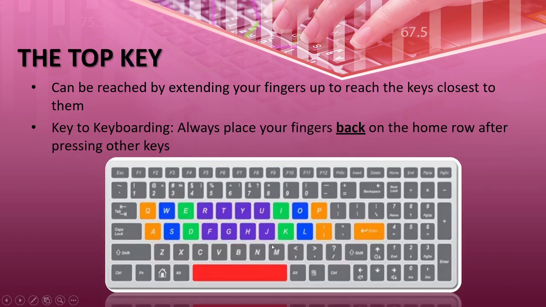Now move to the next one, the top key. Now see the colors here. You can see here it is our top key. The bottom key is here that we studied. Now we study the top key. The colors you can see here are similar to above and indicate our finger names. Yellow for little finger, blue for ring finger, green for middle finger, and purple for index finger. Now they can be reached by extending your fingers up to reach the keys closest to them.